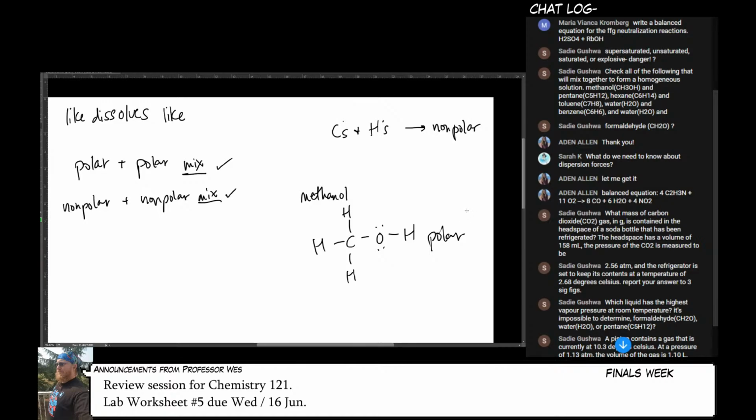But methanol is paired with pentane, and pentane is all C's and H's. So pentane is nonpolar. So methanol and pentane should not make a homogeneous solution. So methanol is polar, but pentane is nonpolar. So this will not make a solution.